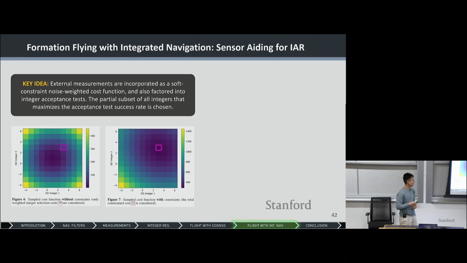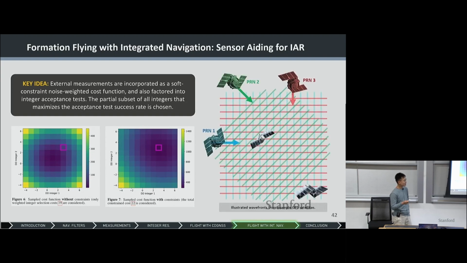So this is just a snapshot from a paper that we did, where I showed a contour plot of the cost function, and there's a cost minima here without the angles-only constraint. This is based on the current set of float ambiguity estimates at filter convergence. And if I were to integer resolve naively just by rounding, I would round to the wrong integer. But if I actually included the constraints, the discrete cost curve shifts so that the minima is much closer to the actual true integer value.